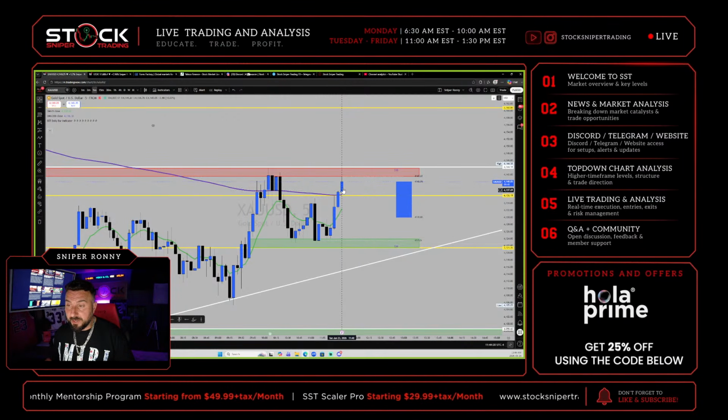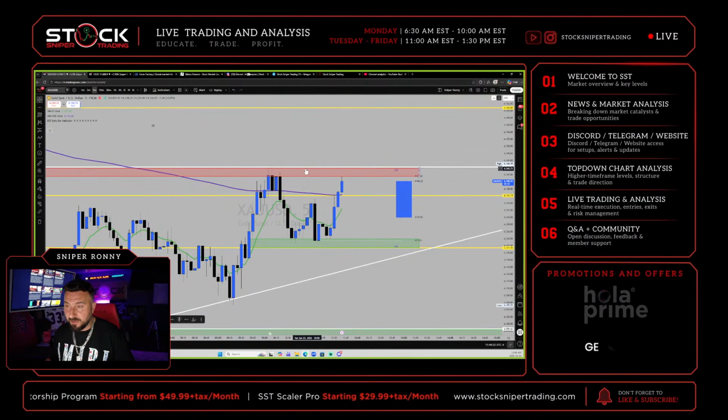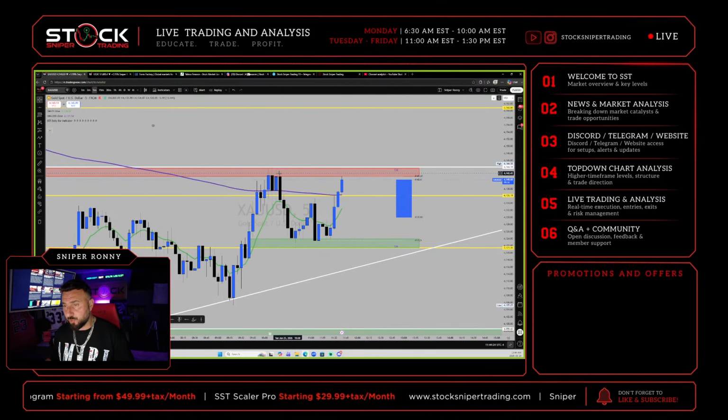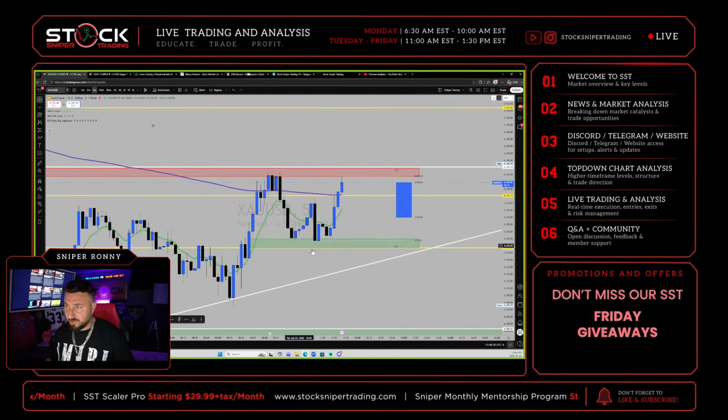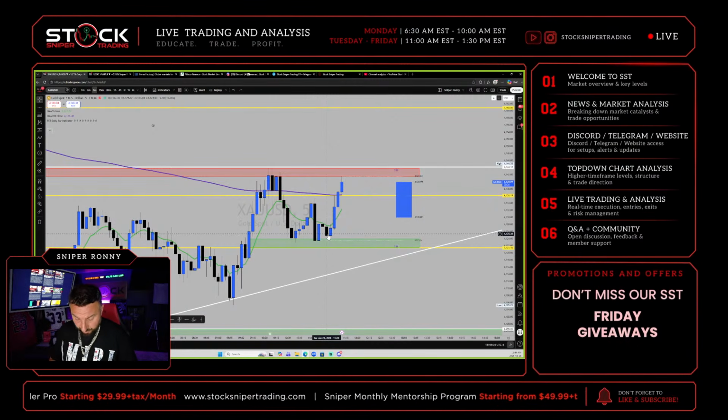Okay, so we are breaking out back up to the hourly area here, okay? This could be more of the true neckline where it failed here, and failed and came back down. So we're trading in this zone right now, right over here. And we're going into noon in the next 15 minutes.